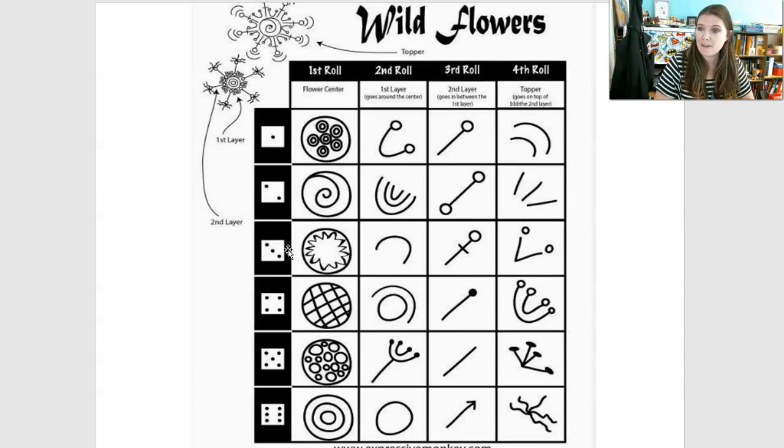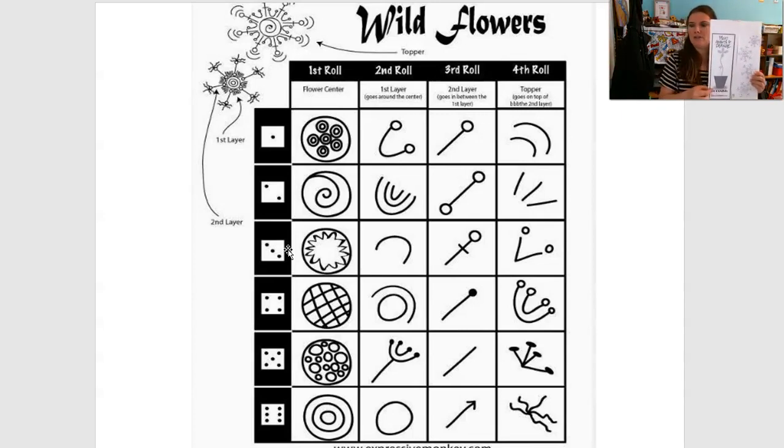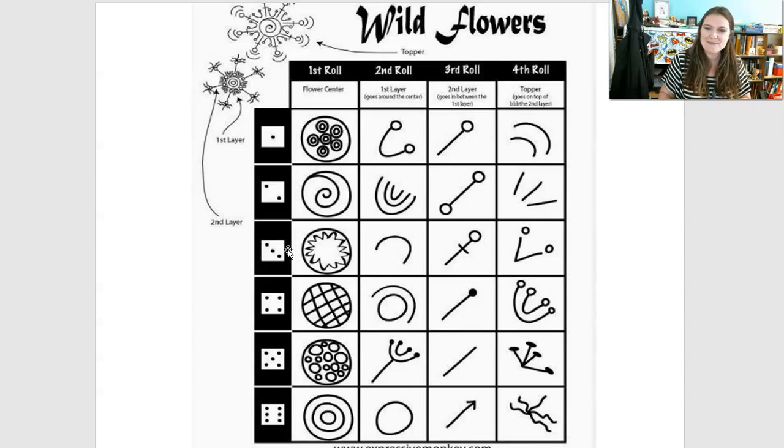If you want to color them in afterwards, that might look really nice. They look kind of cool, just black and white as well. If you would like to color the cover, you're welcome to do that also. Okay, it is a cover after all. It's supposed to make it look nice.